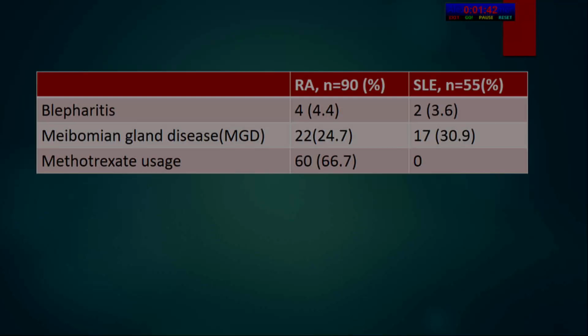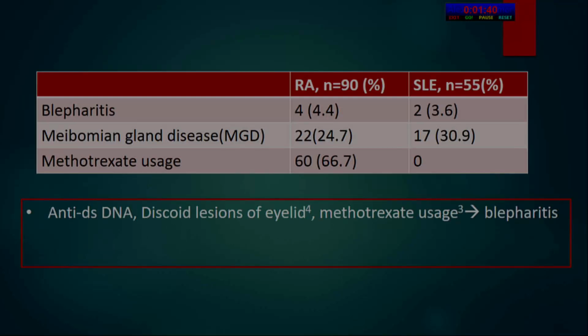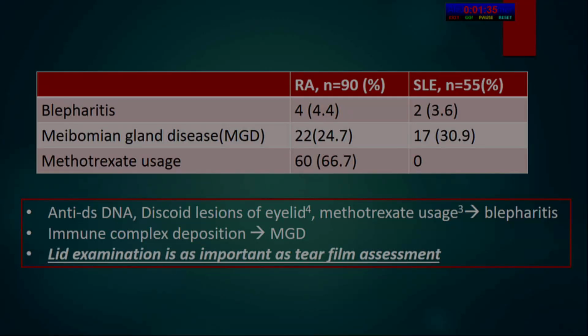The majority of the patients had meibomian gland dysfunction. This was explained by immune complex deposition in the meibomian gland and by methotrexate usage in rheumatoid arthritis patients, which aggravated the blepharitis. So lid examination is as important as the tear film assessment in case of dry eye disease.